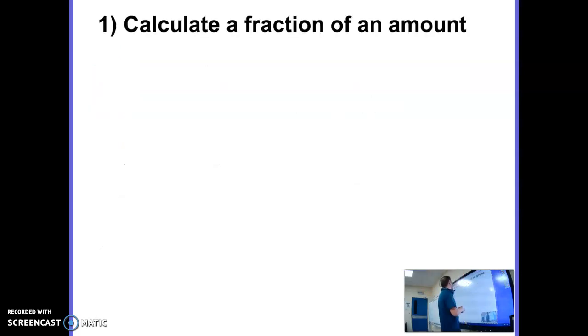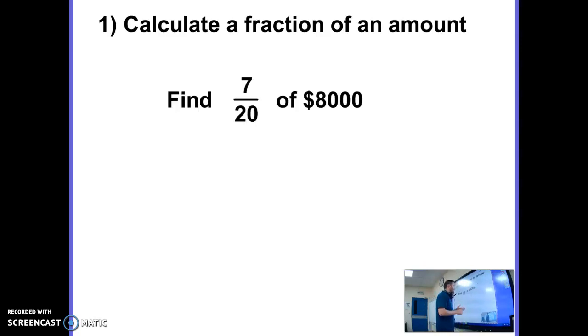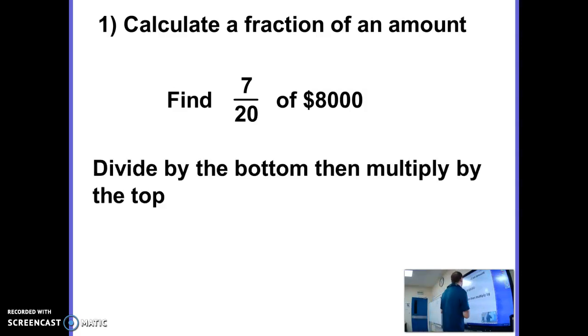Let's crack on. So, to calculate a fraction of an amount, let's take this example. Find 7/20ths of $8,000. Well, to calculate a fraction of an amount, if we have no calculator, then I would encourage you to divide by the bottom, the denominator, and then multiply by the top. So take the value, the $8,000, and then divide it by 20 and multiply it by the 7. Generally that way is the best if you don't have a calculator.